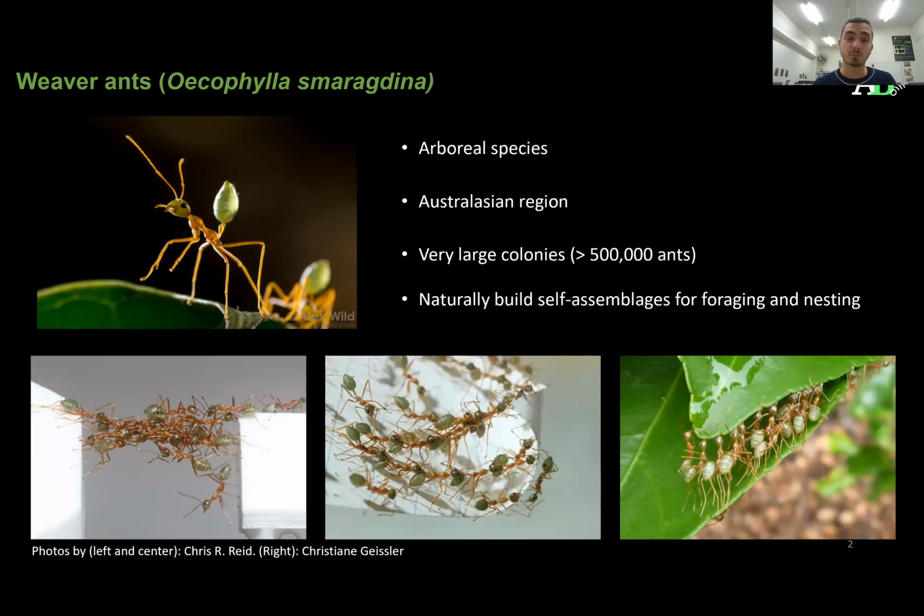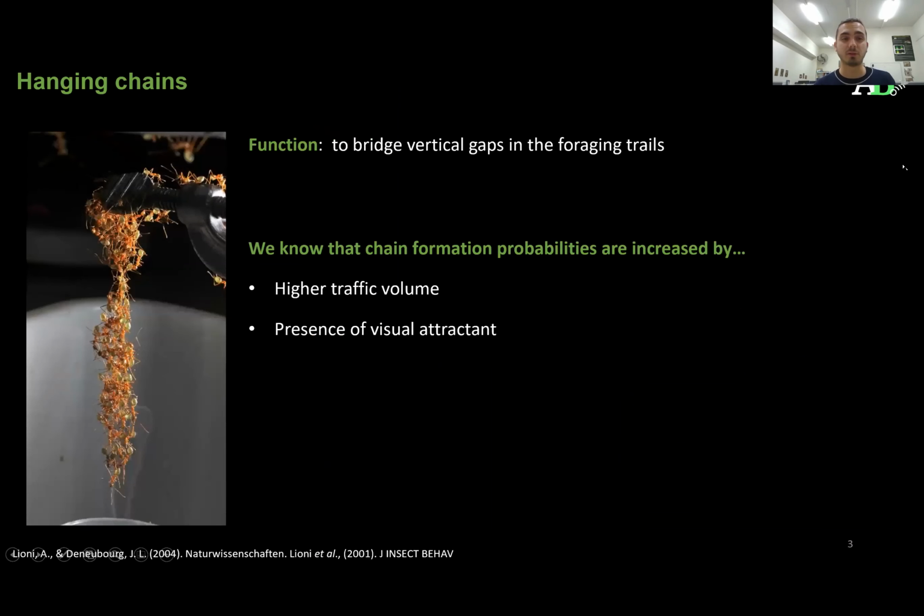A particular feature about these structures is that they are completely self-organized. So ants don't need any centralized control while forming these structures, but only rely on local information and multiple interactions among them. Today, I will talk to you about a particular kind of structure, the hanging chains.